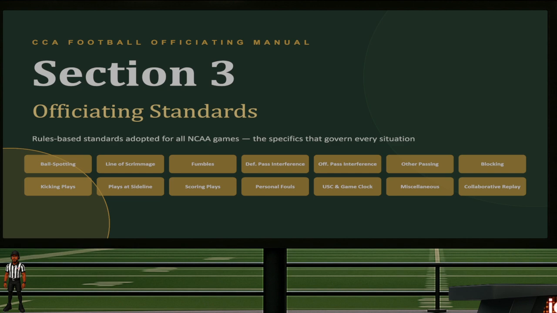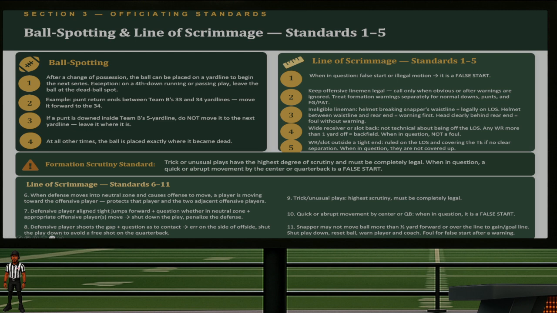Ball spotting. Standard 1. After a change of possession, the ball can be placed on a yard line to begin the next series. For example, if a punt return ends with the ball between Team B's 33 and 34 yard lines, move the ball forward to Team B's 34-yard line. This makes the game more efficient and reduces ambiguity about the exact spot. Exception: if the change of possession occurs on a fourth down running or passing play, the ball will be left at the dead ball spot to begin the next series.